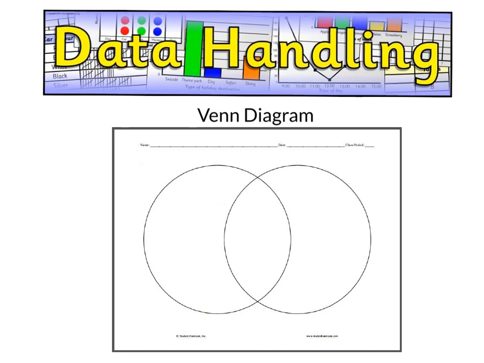The next way to display information is a Venn diagram. A Venn diagram is used to compare how two things are the same and how they are different. So it's displayed in two circles which have a section in the middle that overlaps. If we think about the fruit, a banana and a lemon, if we think about how they are the same, we would put everything that we think is the same into this middle section because it applies to both things.